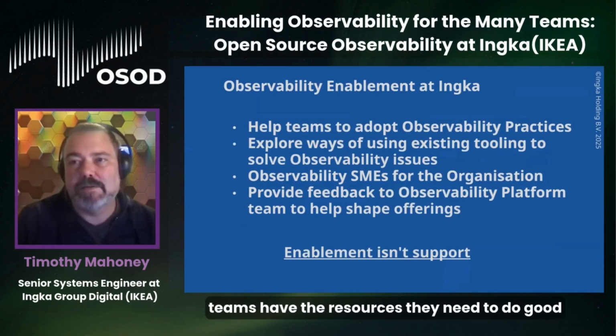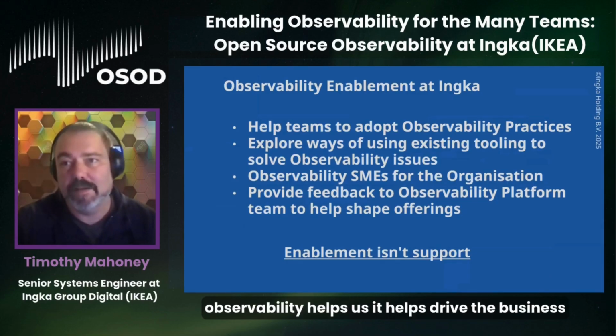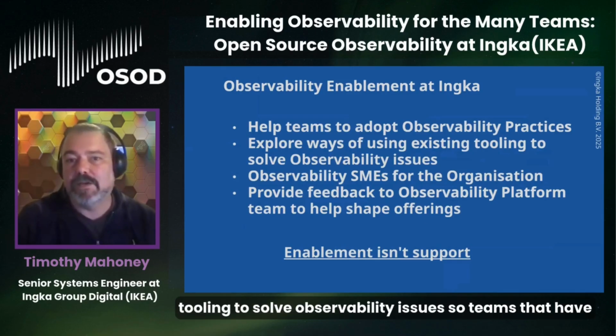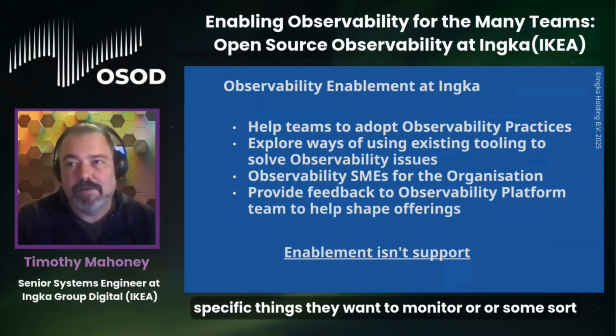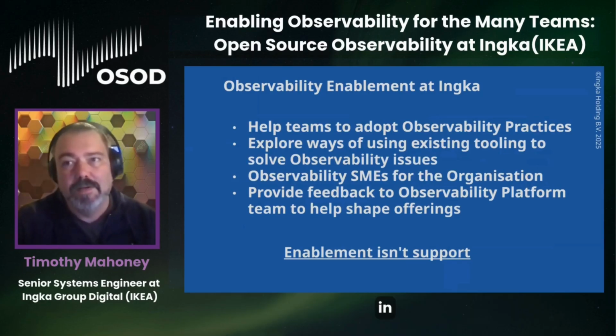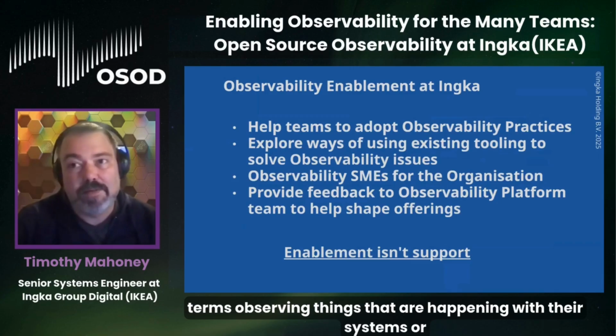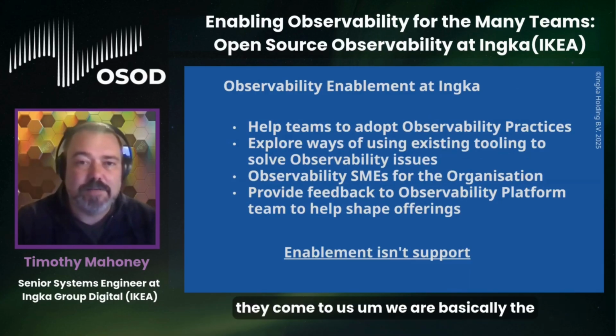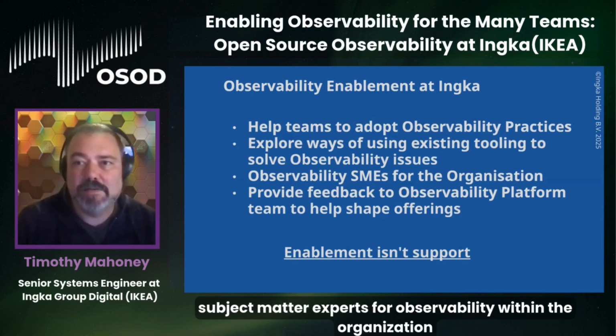We want to make sure that teams have the resources they need to do good observability. It helps us and it helps drive the business. We help explore ways of using existing tooling to solve observability issues. So teams that have specific things they want to monitor or specific questions about how they might solve a problem in observing things that are happening with their systems or the system as a whole, they come to us. We are basically the subject matter experts for observability within the organization.